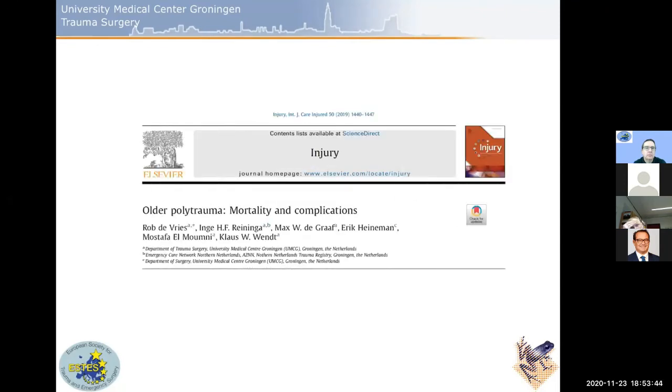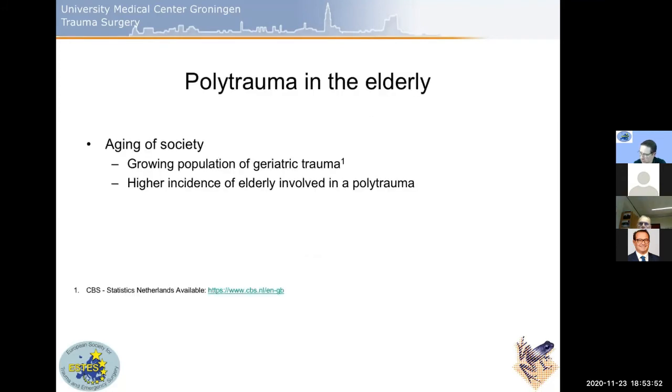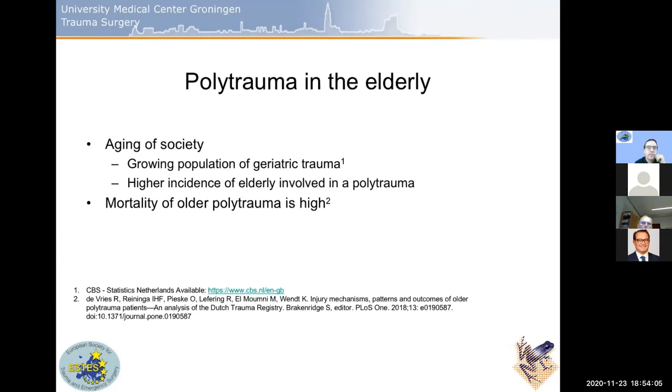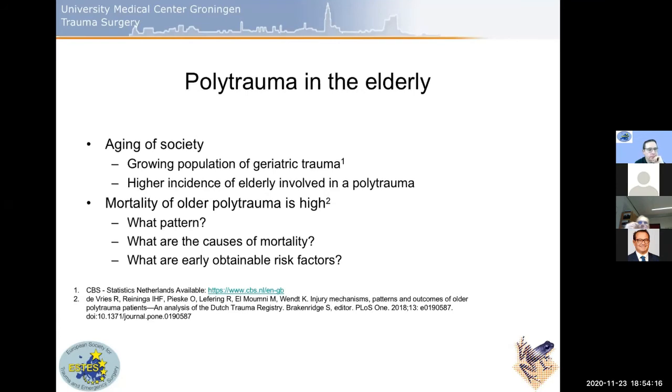After this study, we conducted a second study about older polytraumas, mortality and complications. Again, we are talking about an aging of our society, higher incidence of elderly involved in polytrauma, and the mortality rate of polytrauma is high. So what we want to know, what are the patterns, what are the causes of the mortality, and what are the early obtainable risk factors, and are they obtainable?